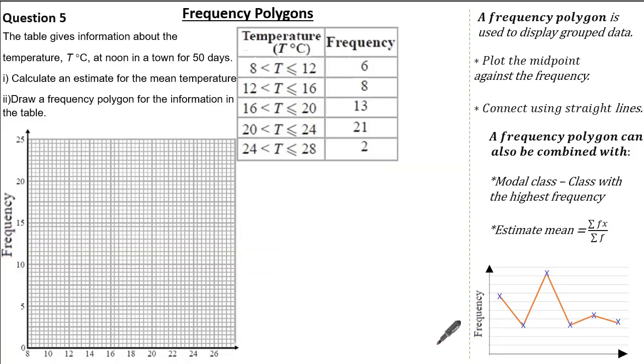So let's have a look at our last exam question. Here we're given a table of information about the temperature in degrees at noon in a town for 50 days. And we're asked to calculate an estimate for the mean temperature, as well as to draw a frequency polygon for the information in the table. See if you can give it a go and press pause if you need.